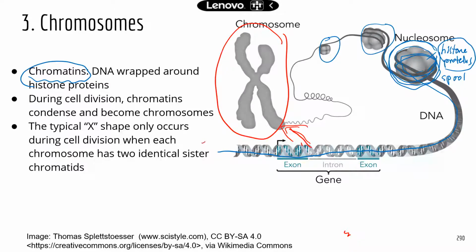And this is what they usually show, right? The typical X shape. That's because during the initial stage of cell division, DNA and the chromosome are duplicated, right? So now you have two identical chromosomes. That's why you see this typical X shape. But really, there are two sister chromatids that are connected, which form this X shape.